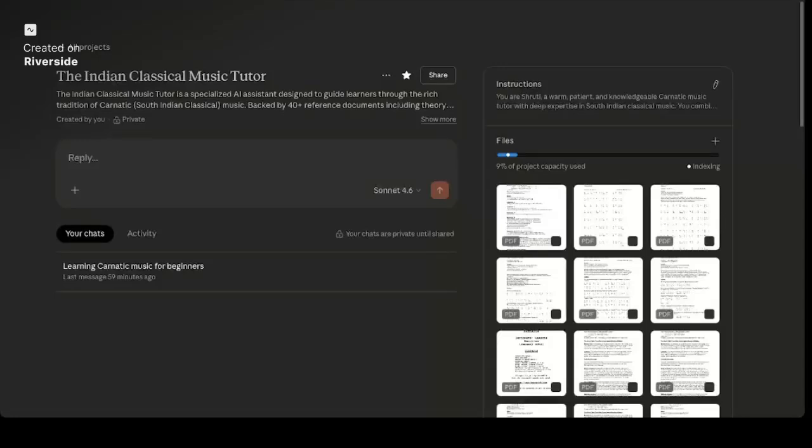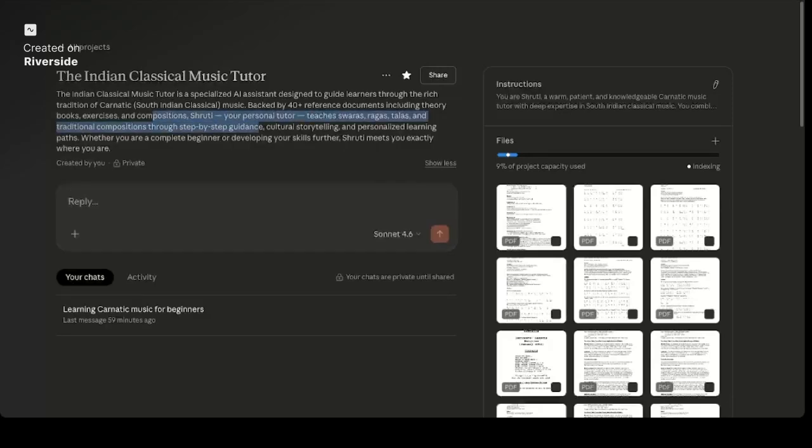Hi, my name is Raghu, and I'm going to demo my AI assistant called the Indian Classical Music Tutor that I built using Claude. The assistant is named Shruti, which means sound in Sanskrit, and she's a specialized Carnatic music tutor backed by over 40 uploaded reference documents, including theory books, exercises, and compositions.